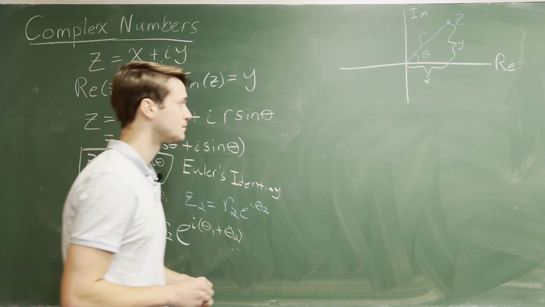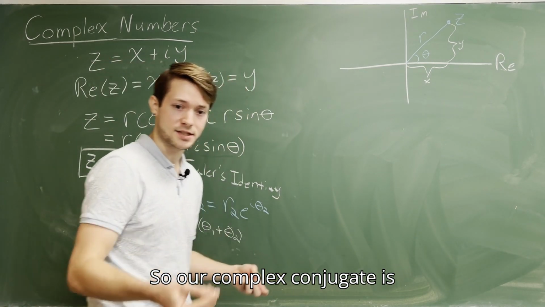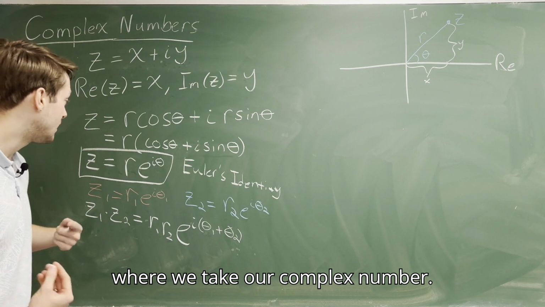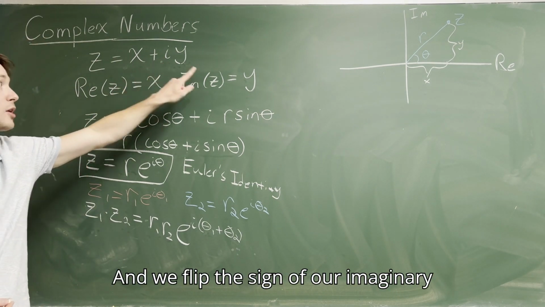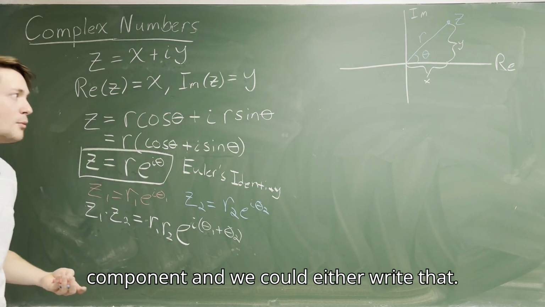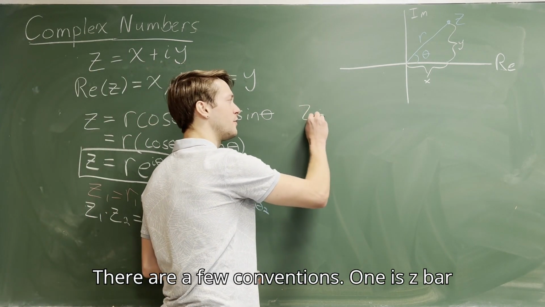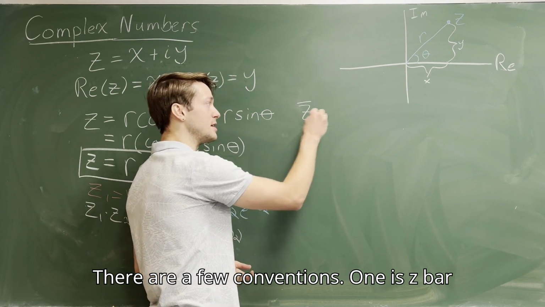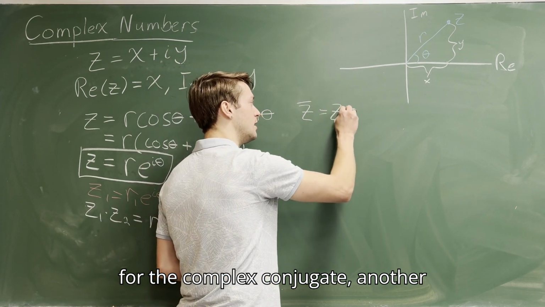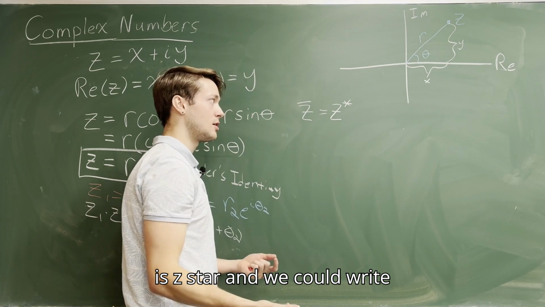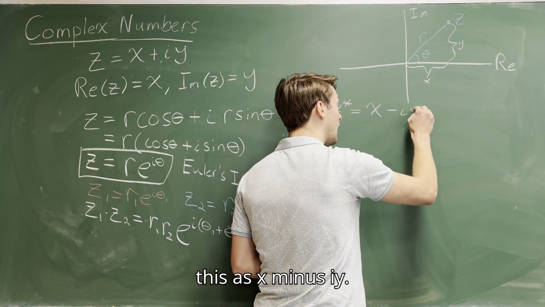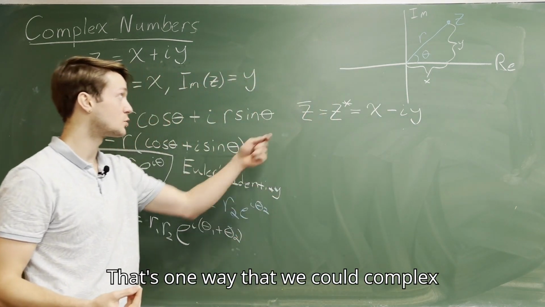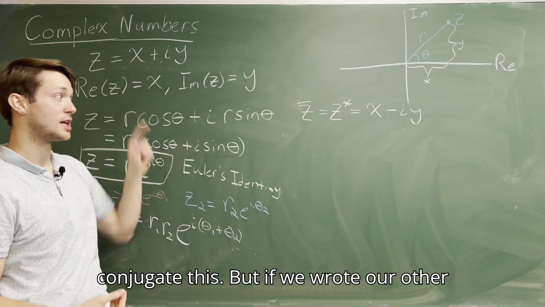So our complex conjugate is where we take our complex number and we flip the sign of our imaginary component. And we could either write that, there are a few conventions. One is z bar for the complex conjugate, another is z star. And we could write this as x minus iy. That's one way that we could complex conjugate this.